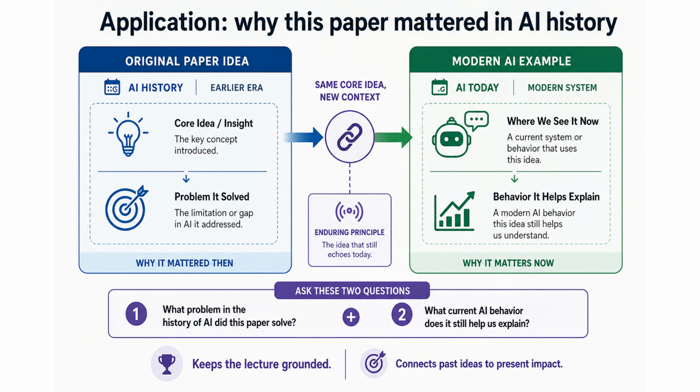A useful way to apply this paper is to put it back into the AI timeline and then connect it to a modern system. Ask two questions at the same time. What problem in the history of AI did this paper solve? And what current AI behavior does it still help us explain? That method keeps the lecture grounded. It stops the paper from feeling like an isolated archive document and shows how its central idea still echoes in present-day AI systems and debates. It also sets up the next historical move, because the following lecture turns to Attention Is All You Need in 2017.